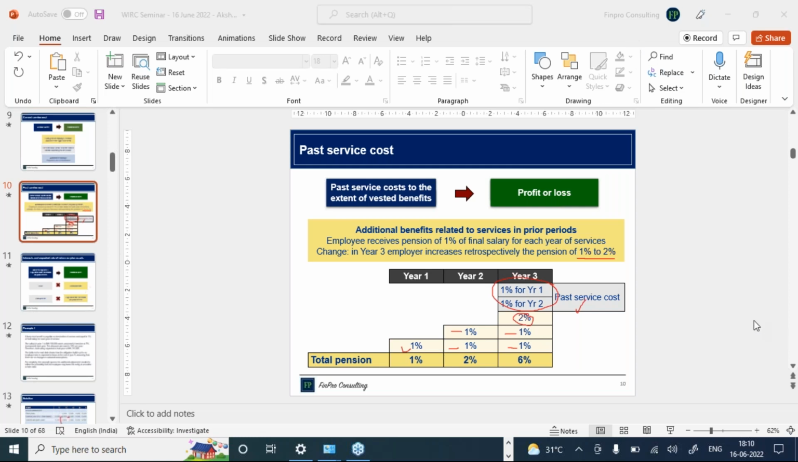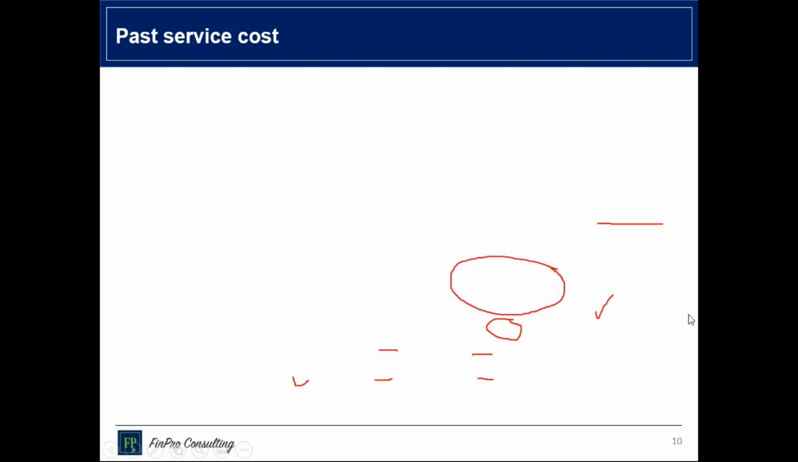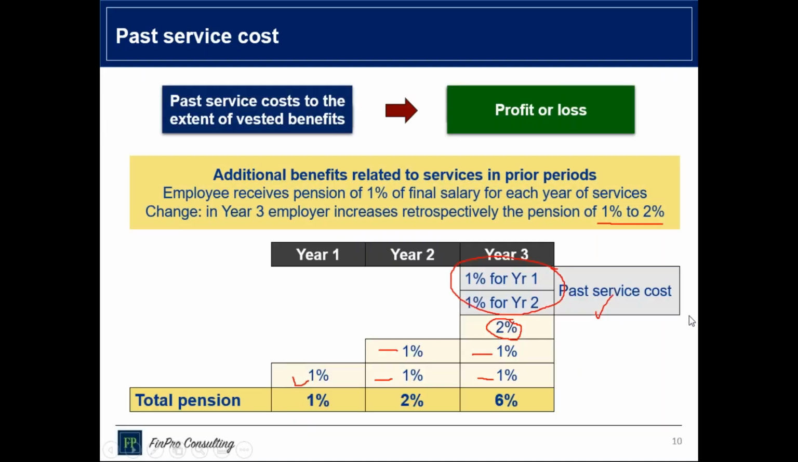Yeah, so I'll just continue with slide number 10 again. I was saying that apart from the current service cost, we also have past service cost. Past service cost is nothing but the benefits relating to the prior years, which is recognized in P&L to the extent of vested benefits.